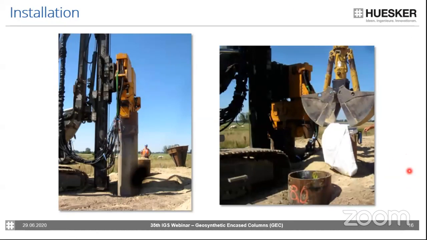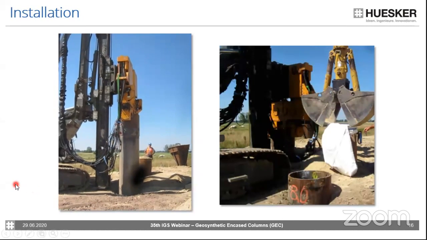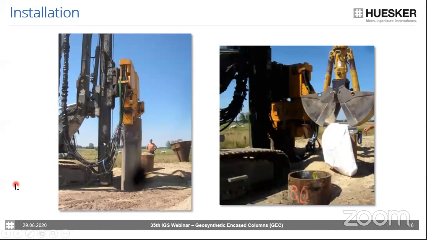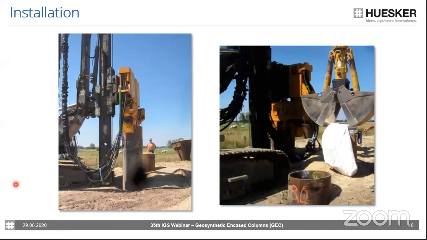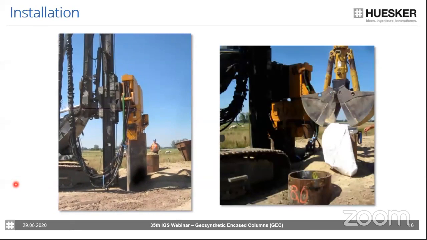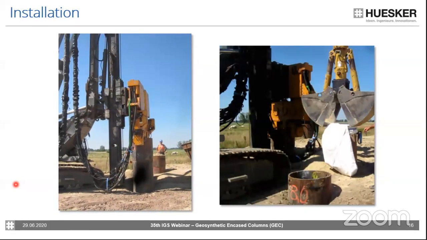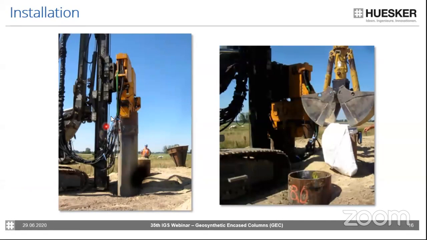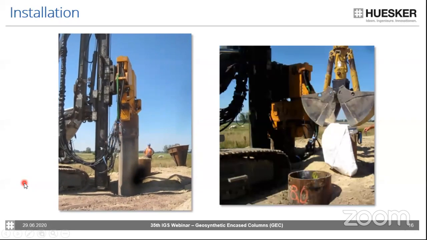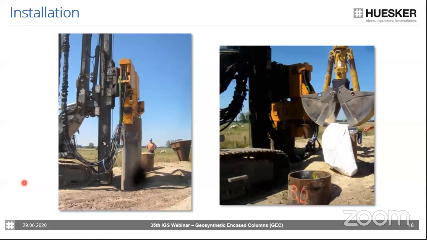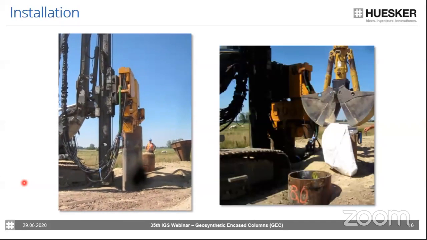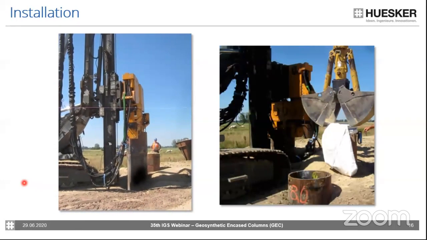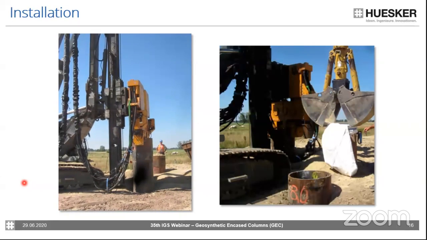I brought some videos and I hope they will run smoothly now. So this is the moment when the rig and the vibrator bring down the steel encasement first. Maybe I will show it a second time just to make sure that everybody has seen it properly. So this is the steel pipe. The flaps at the bottom of the steel pipe are closed, and therefore a gap is created.